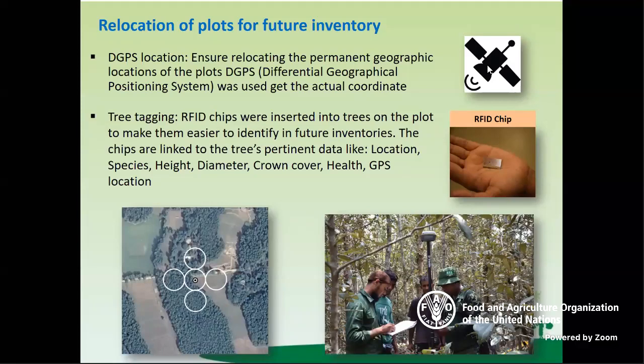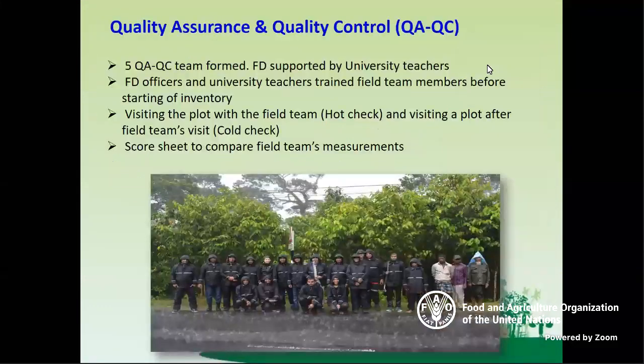to identify the plots during the next inventories. And all over the inventory period, the quality assurance and quality control team worked to find out the mistakes which were made in the field by the team members.